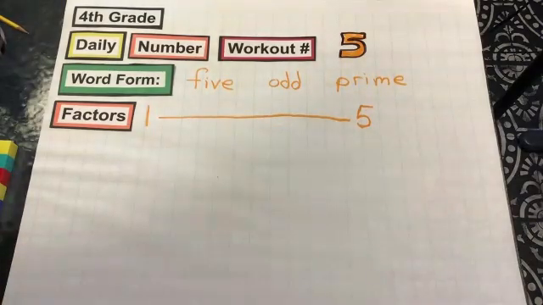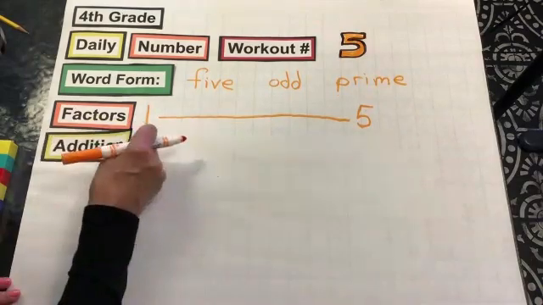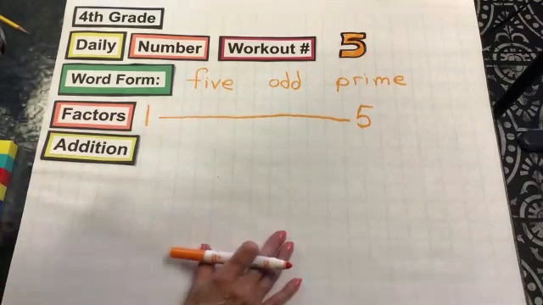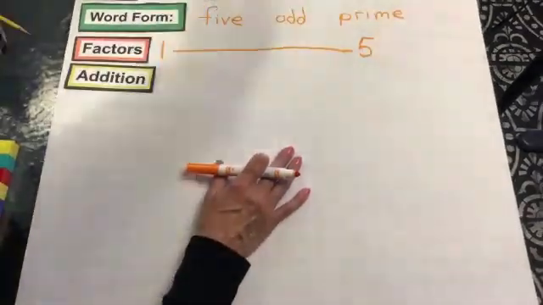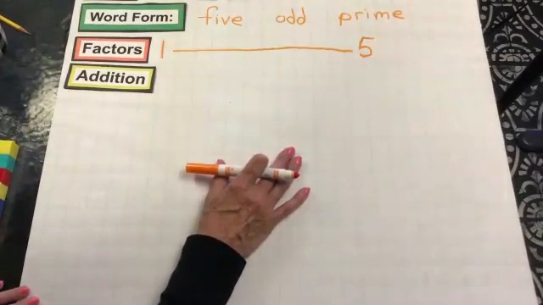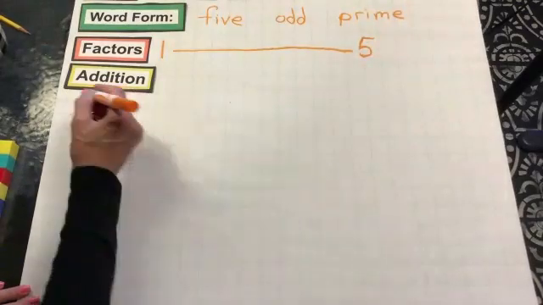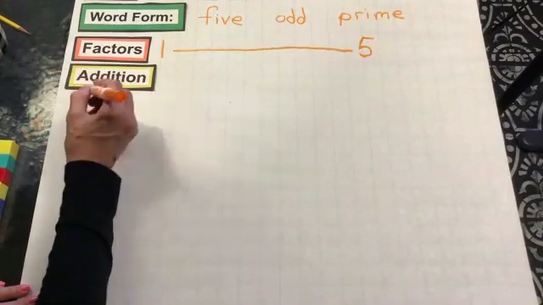All right, so let's get into addition with our number for today. I'm going to slide this up so you can see it better. We're going to add 5 to every number up to 10, and it's just good practice.